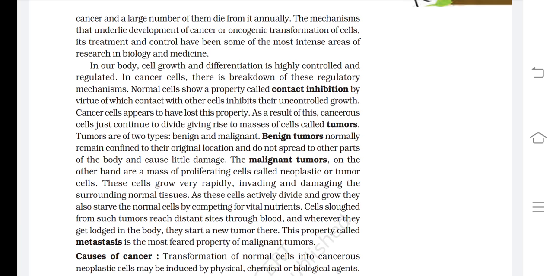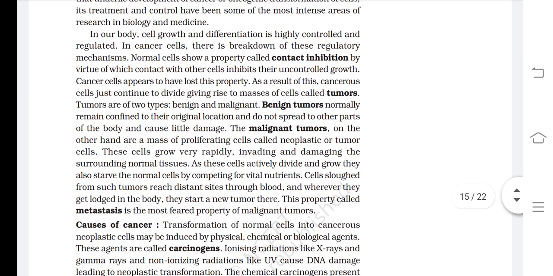In our body, cell growth and differentiation is highly controlled and regulated. In cancer cells, there is breakdown of the regulatory mechanisms. Normal cells show a property called contact inhibition, by virtue of which contact with other cells inhibits their uncontrolled growth. Cancer cells appear to have lost this property. As a result of this, cancerous cells just continue to divide, giving rise to masses of cells called tumors.